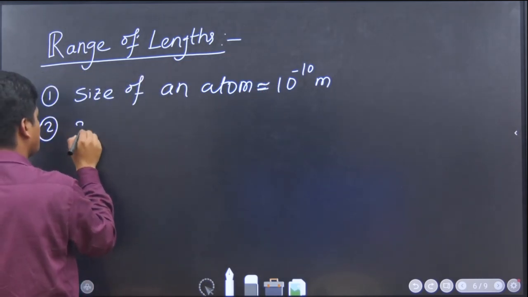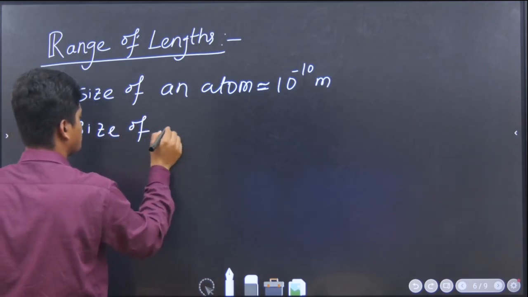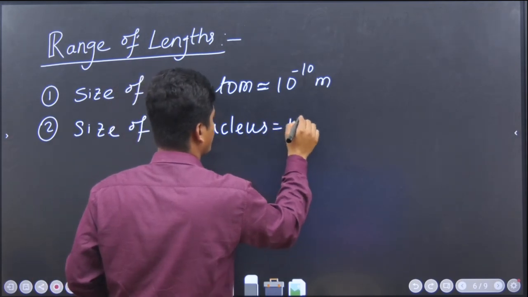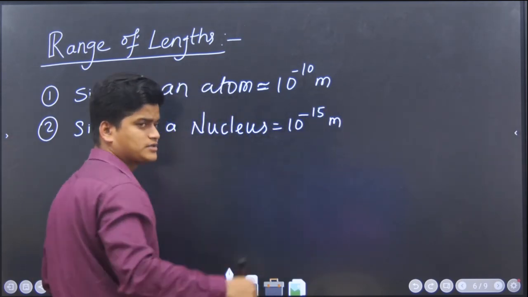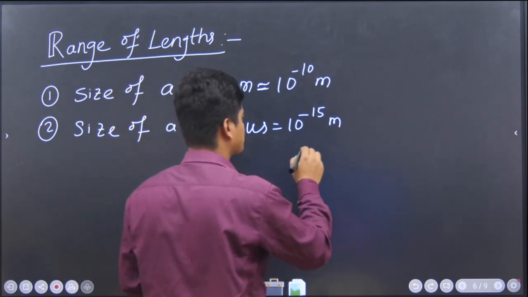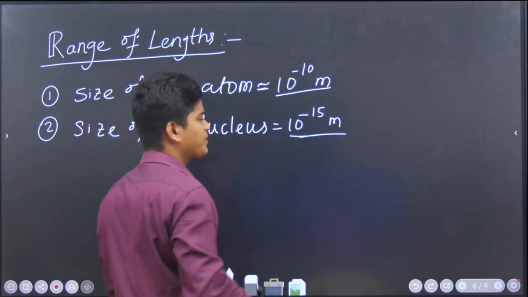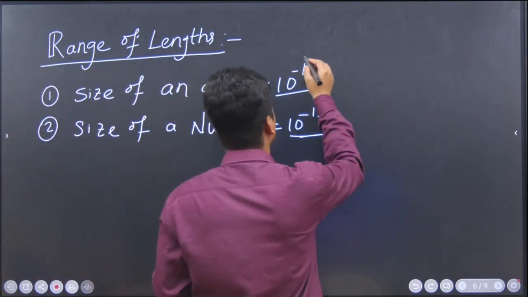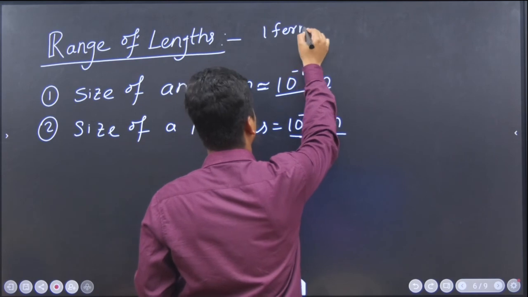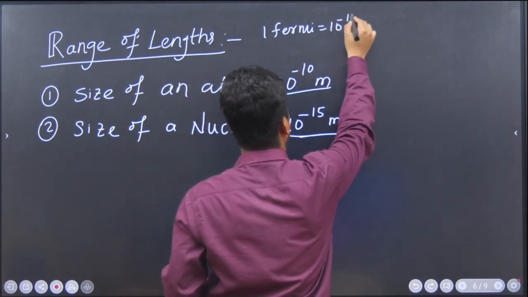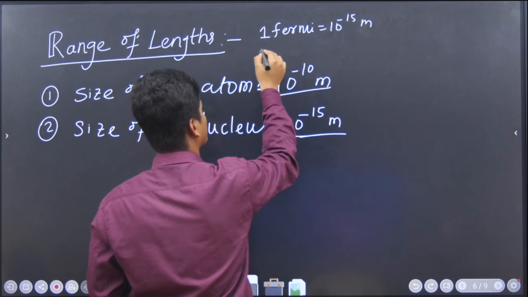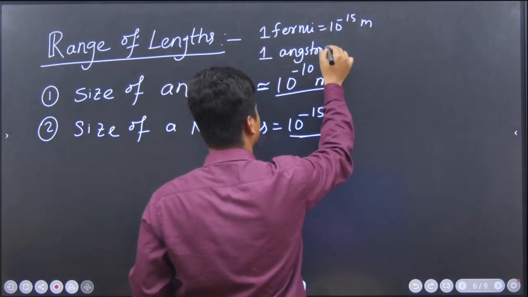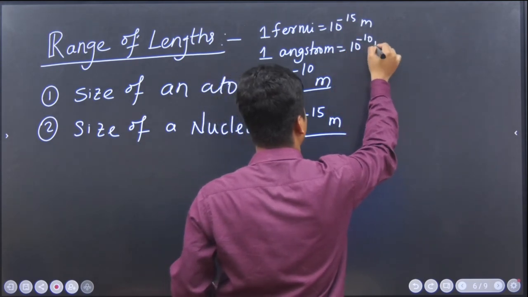Now, suppose you want to understand the size of a nucleus, that is around 10 to the power minus 15 meter to 10 to the power minus 14 meter, like that approximation, or you can tell it is a Fermi. So, this type of measurement you must remember a little. 1 Fermi is nothing but 10 to the power minus 15 meter, or femtometer you can tell, and 1 angstrom is 10 to the power minus 10 meter.